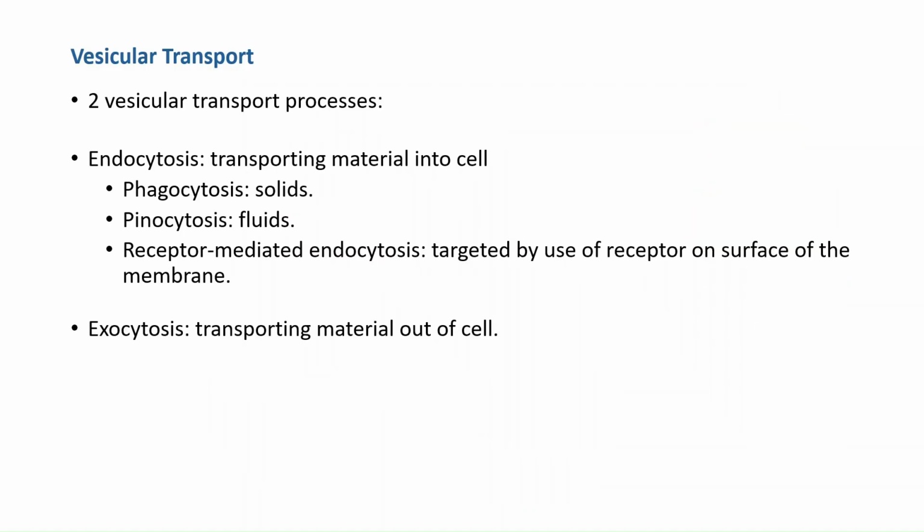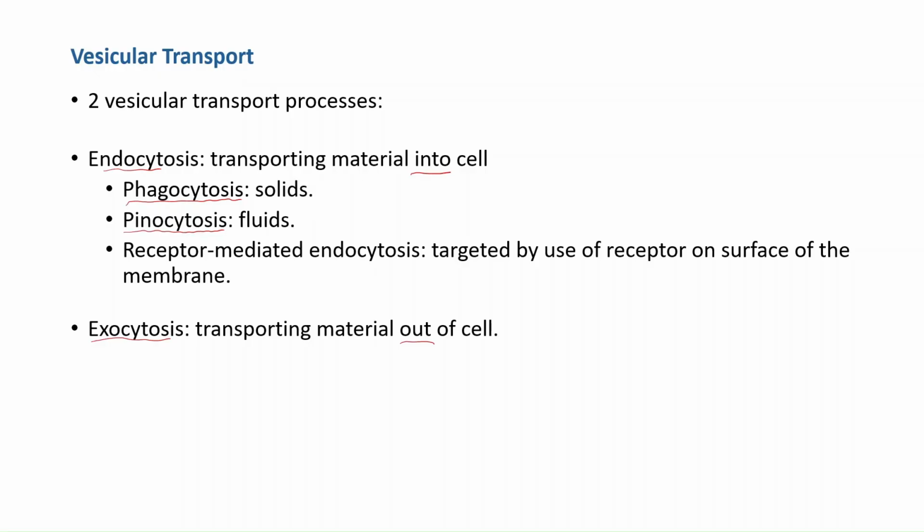So there's basically two ways big particles can cross the membrane. It can go in or it can come out. Endocytosis means transporting materials into the cell. Exocytosis is out of the cell. Basically, endocytosis means the cell is taking something in. If it's taking solids, it's called phagocytosis. Phago means to eat, the cell eats. Pinocytosis means taking in fluids. Pino means drink, so the cell is drinking.